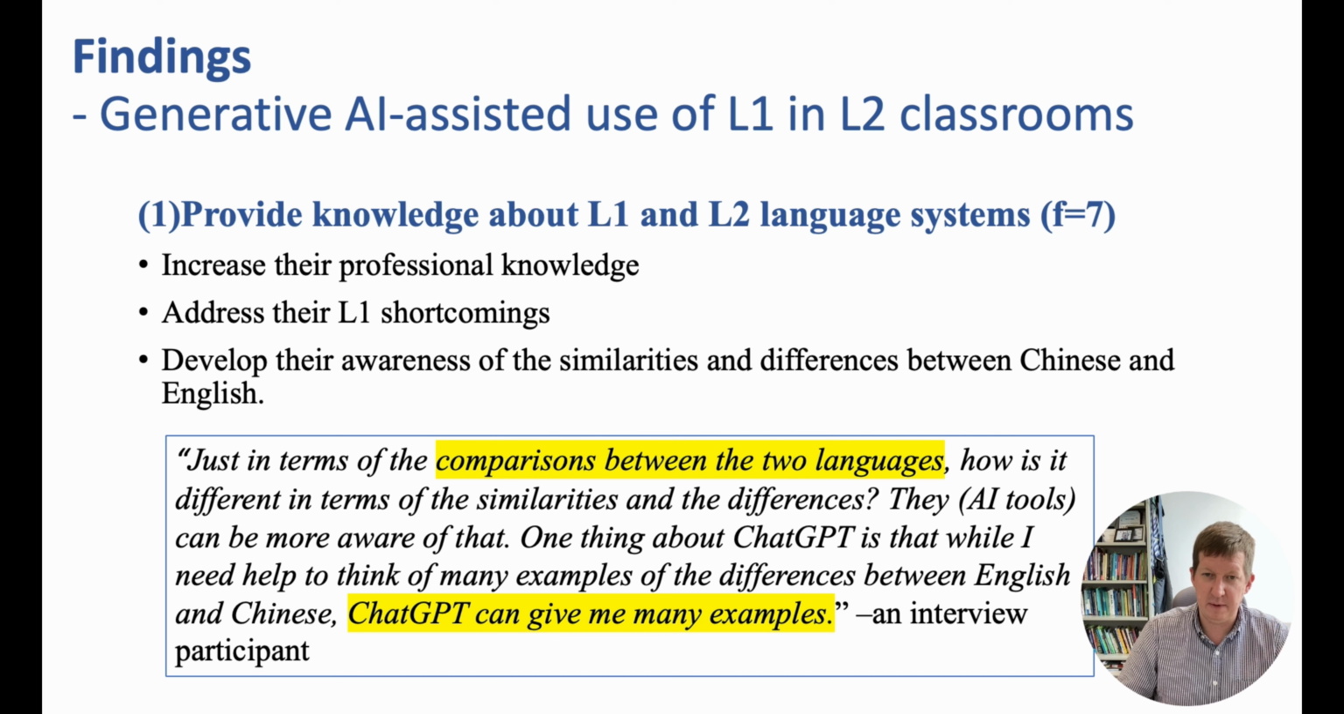And then we also found teachers became more aware, which is probably obvious because we introduced different ways, but they seem to have become aware of those ways as well. So in the post-intervention survey and interviews, they mentioned the ways that generative AI may assist them. Things like we just mentioned: providing knowledge about L1 and L2 language systems, increasing their professional knowledge, and addressing their L1 shortcomings, because just because they speak an L1 doesn't mean that they know how the systems in that L1 work. Right, because we don't learn it explicitly like we do with the L2. And they can become more aware of the similarities and differences between languages, which can make them more effective teachers in the classroom.